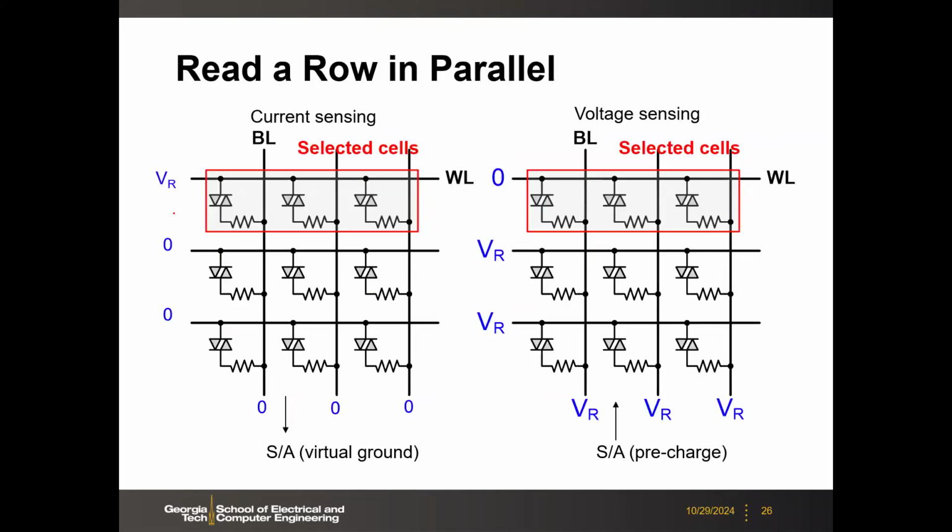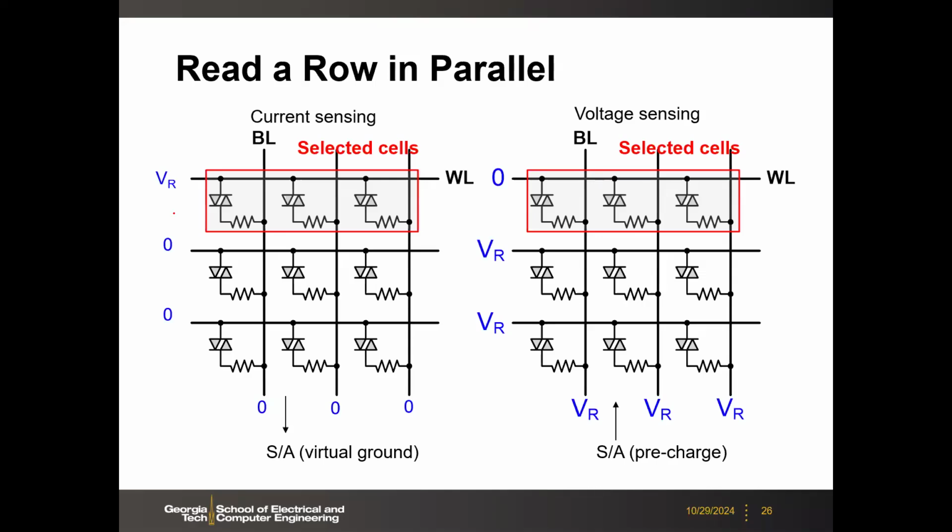Okay, so then we talk about the read scheme. Read will be easier than the write, because the write will have to deal with those inhibition. So for the read, we can read the entire row in parallel. There are two kinds of sensing. We are going to discuss the sense amplifier design later in the array level design lecture. Basically you can do current sensing versus voltage sensing.